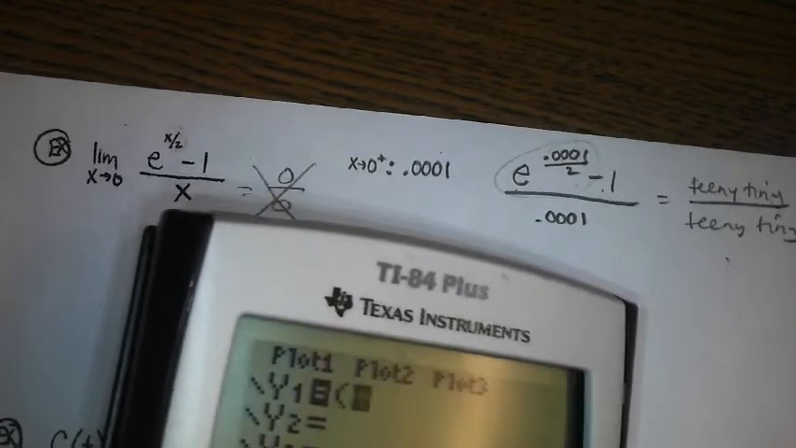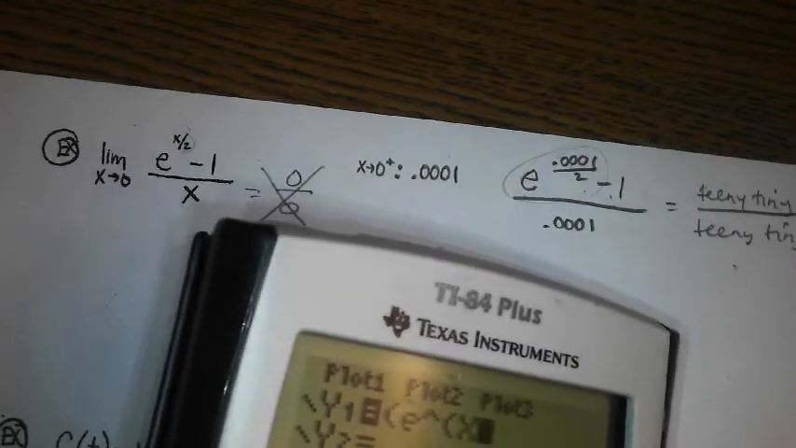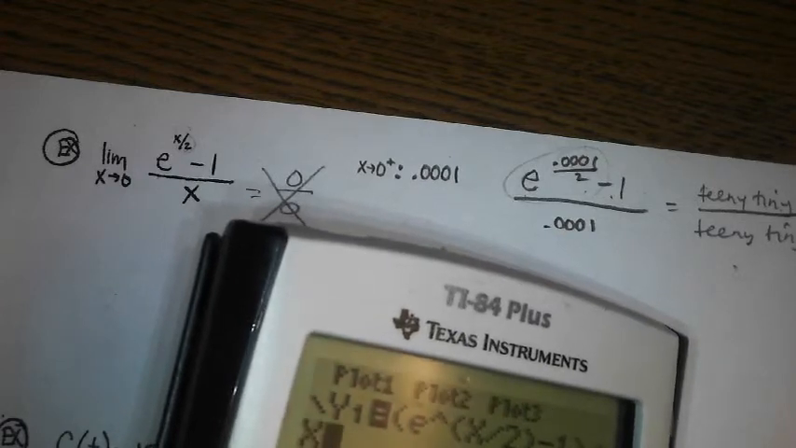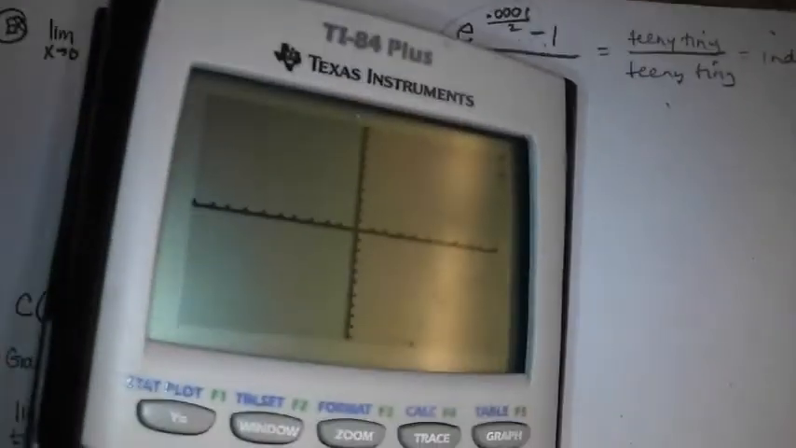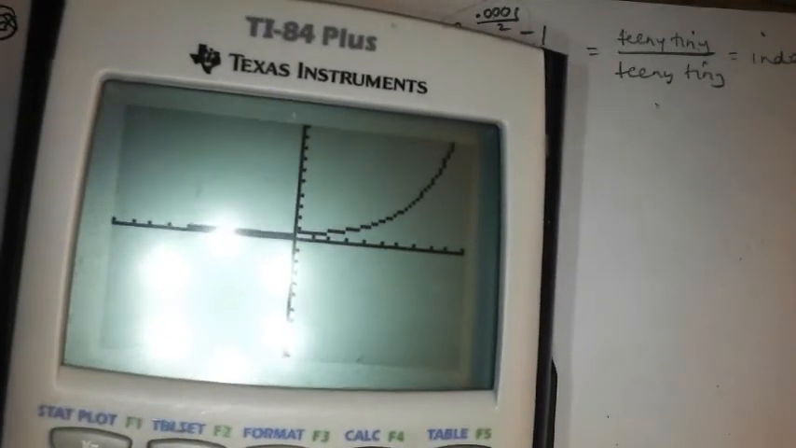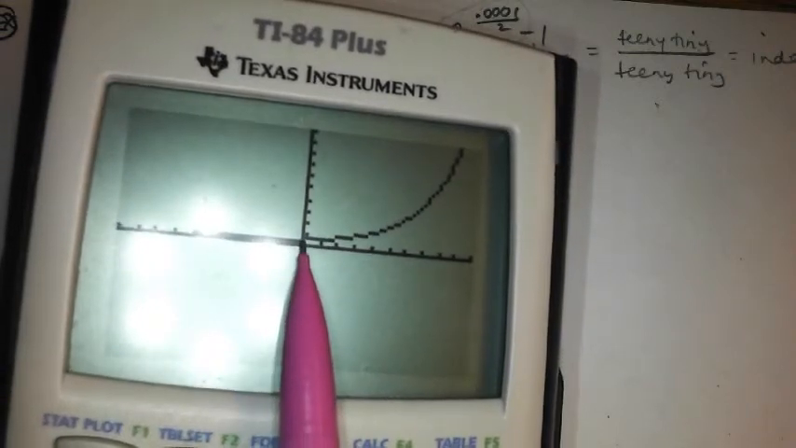Your numerator would be e to the x over 2 minus 1, divided by x. Zoom 6 will bring me back to the standard window. Okay? It doesn't look like it's quite 1 this time, does it? Looks definitely below it to me.